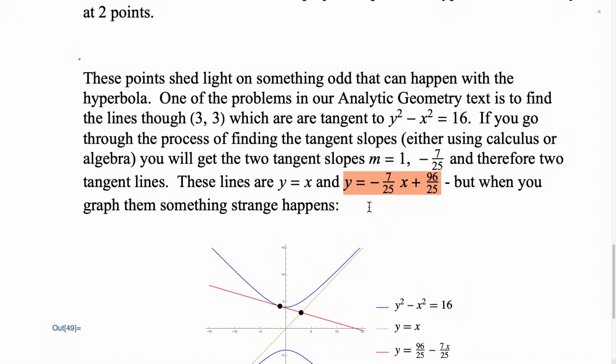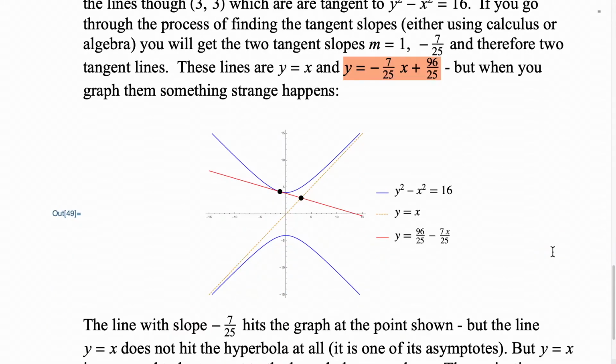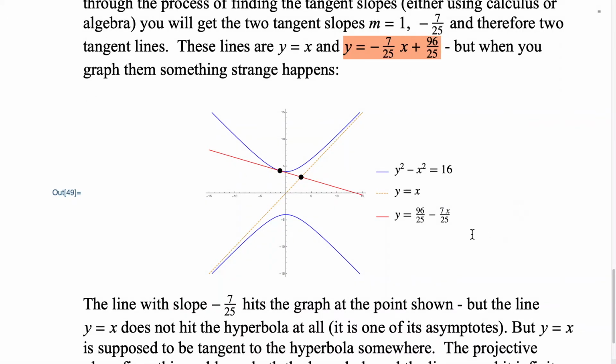But if you graph these 2 lines together with the hyperbola, something a little weird happens. The graph looks like this. Here's the line with slope negative 7x over 25. Here's the point 3, 3. And you can find that this really is a tangent line. It's tangent to the hyperbola right over here.